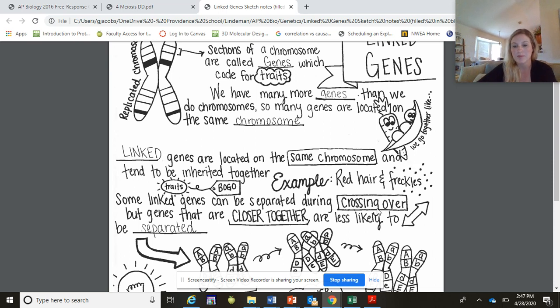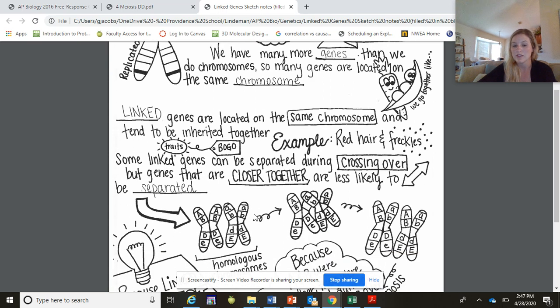Some linked genes can be separated during crossing over, but genes that are closer together are less likely to be separated. So the reason we do see different things, someone can have red hair and no freckles, or they could have freckles and not red hair, or a lot of other linked traits, is because crossing over can occur. It's just less likely to separate things that are really close together. So if they're really close, it's hard for crossing over to separate them.